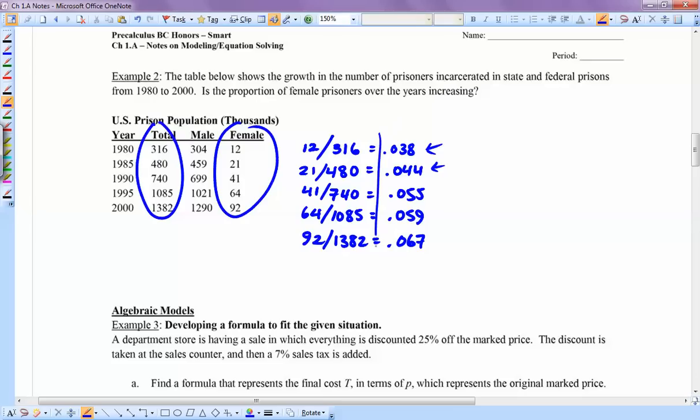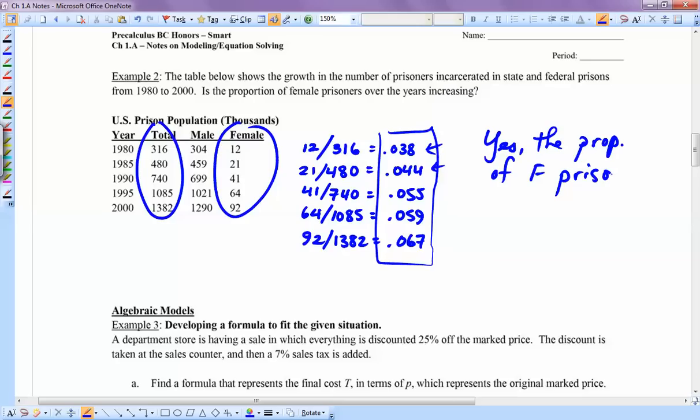So this is 3.8%, 4.4%. And if you notice here, you can say yes, the proportion of female prisoners is increasing. Okay, so let's go on.